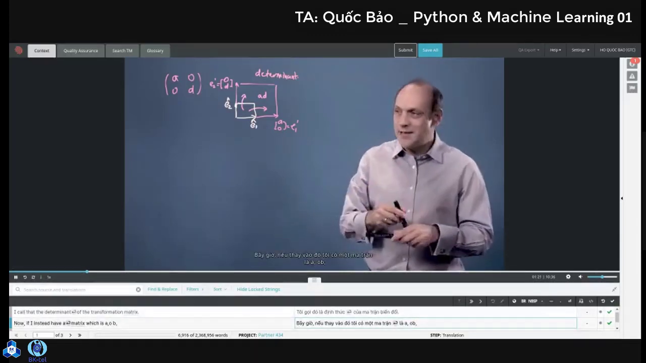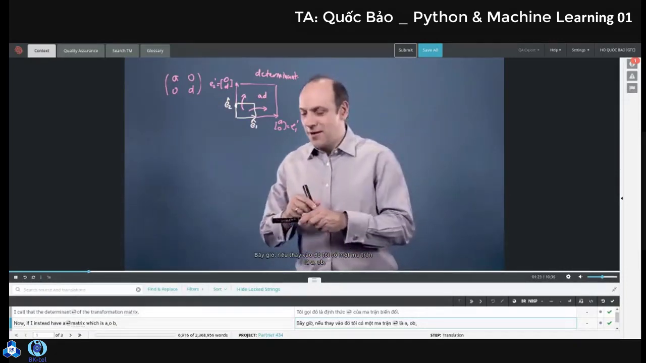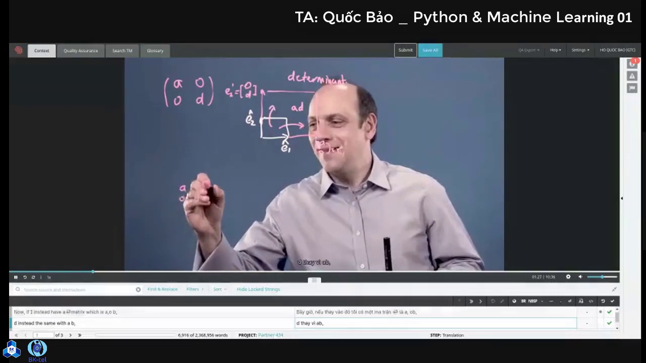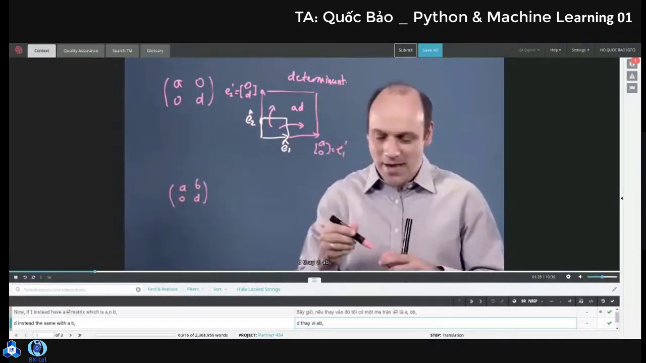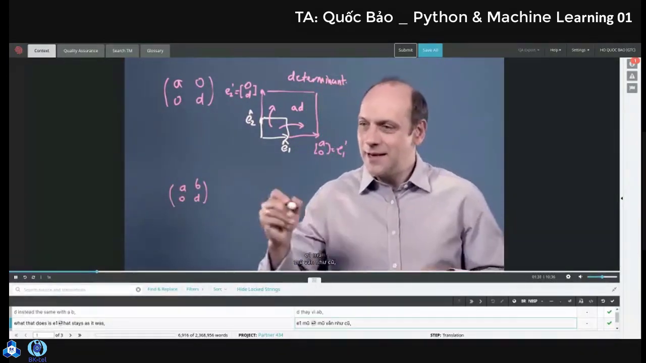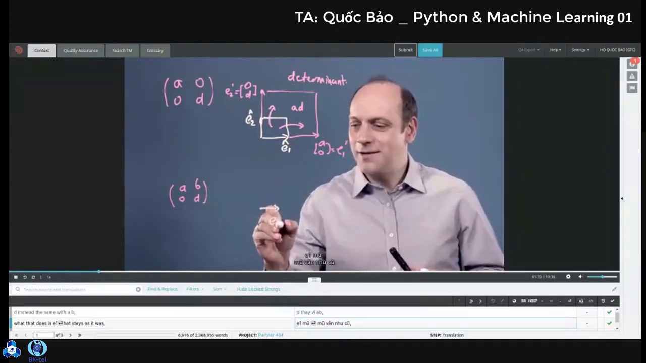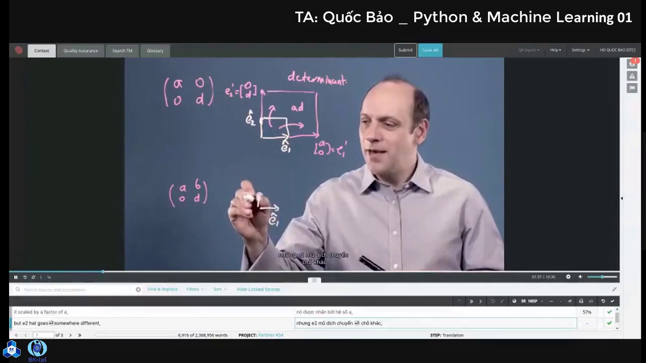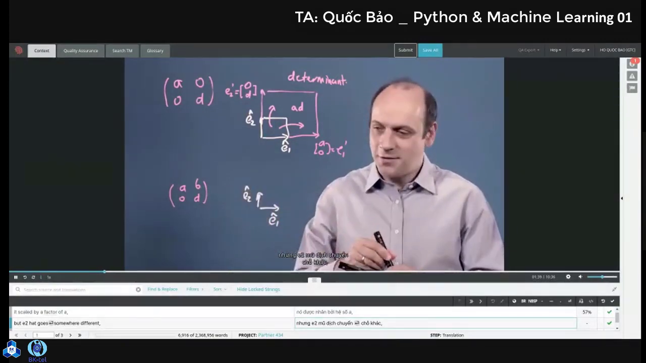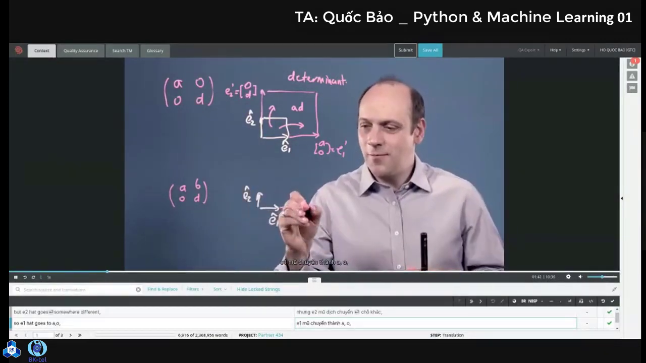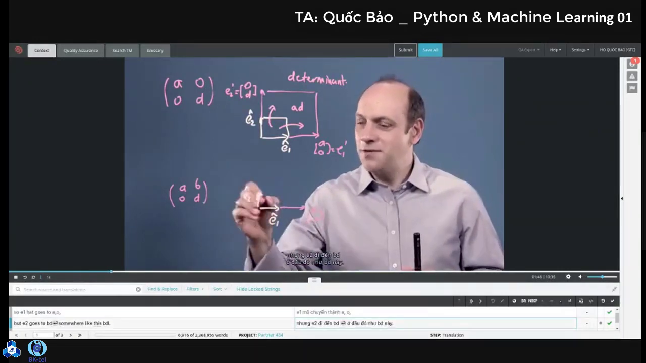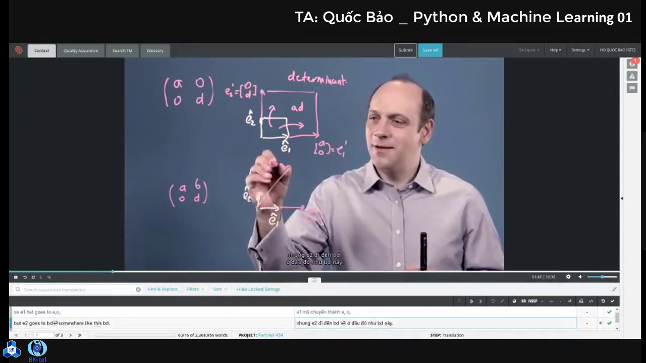Now, if I instead have a matrix which is A 0 B D, the same but with a B, what that does is e1 hat stays as it was, it's scaled by a factor of A, but e2 hat goes somewhere different. So e1 hat goes to A 0, but e2 goes to B D, somewhere like this, B D.